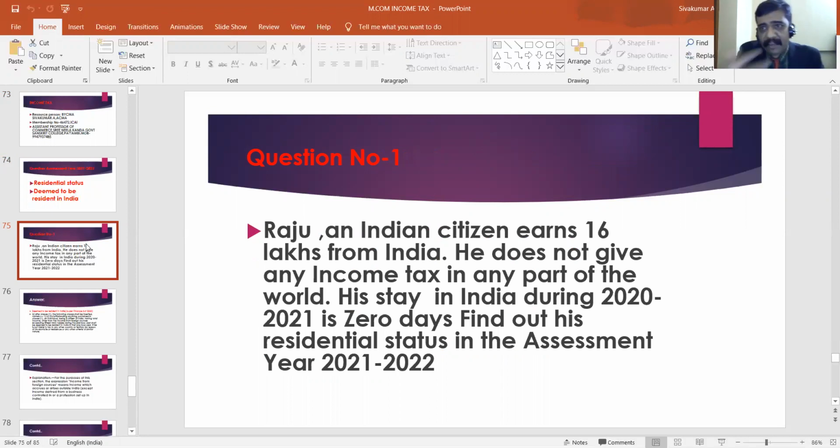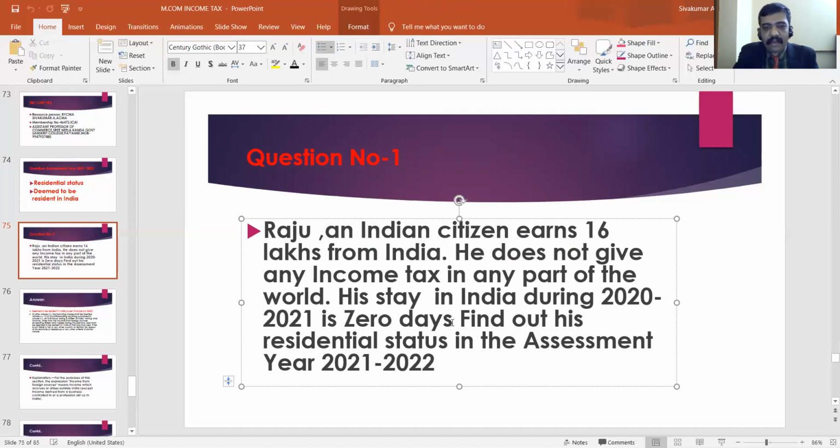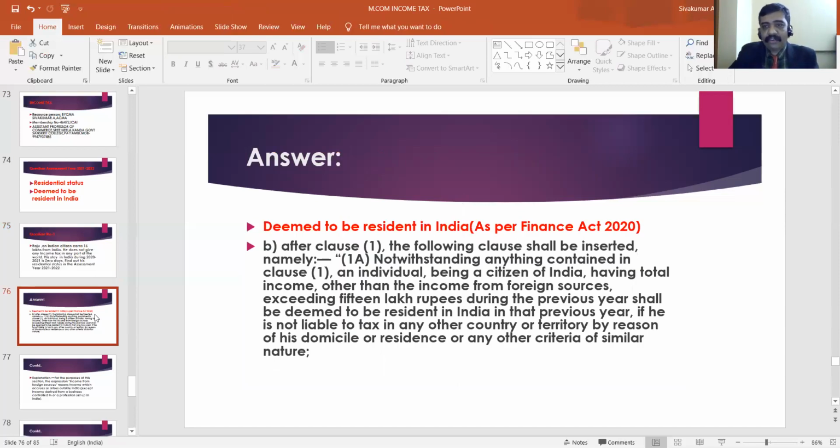Okay. Please look at the PPT. I have already typed one question for you. I may read the question. Listen. Raju, an Indian citizen, earns 16 lakhs from India. He does not pay income tax in any part of the world. His stay in India during 2020-2021, the previous year, is 0 days. Find out his residential status in the assessment year 2021-2022. Yeah, we have to solve the problem.